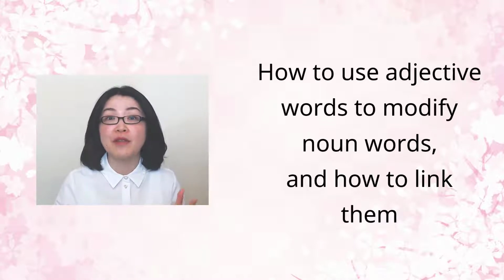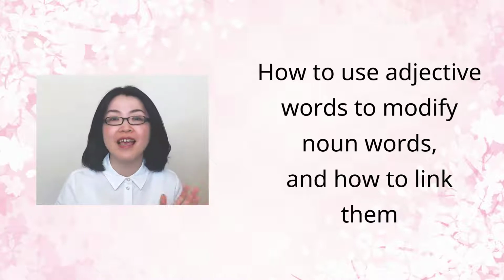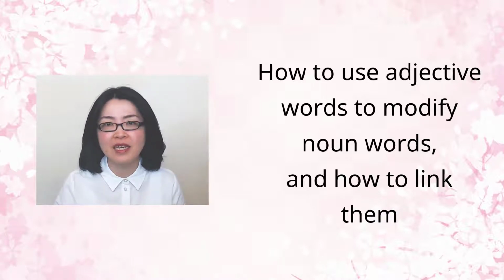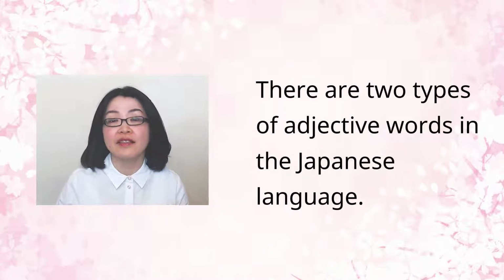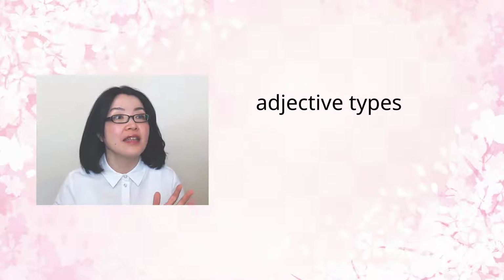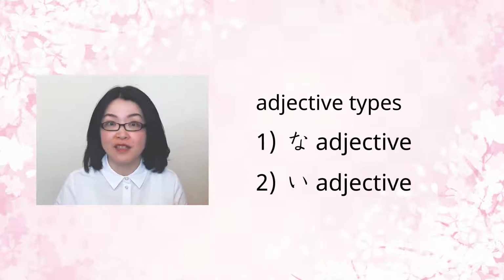Today I'm talking about how to use adjective words to modify noun words and how to link them. It's a bit tricky. Watch this video and you can use them confidently. There are two types of adjectives in Japanese language, noun adjective and adjective.